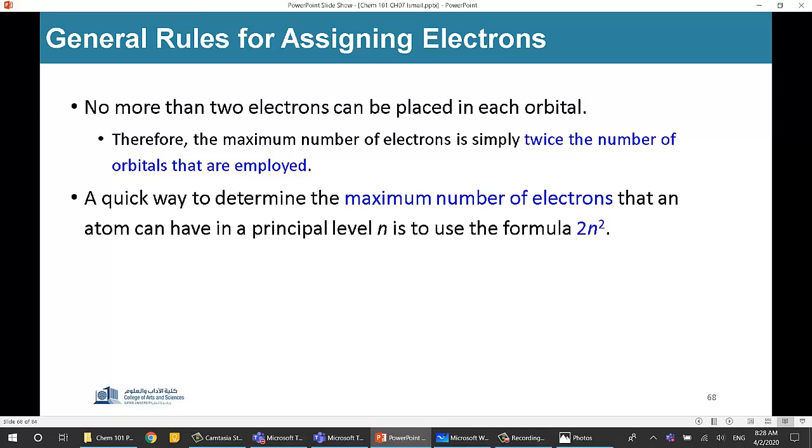And no more than 2 electrons can be placed in each orbital. As I said, this is Pauli's exclusion principle. This is the most important rule here. And a quick way to determine the maximum number of electrons that an atom can have on a principal level n is to use the formula 2n squared, as we said last time.